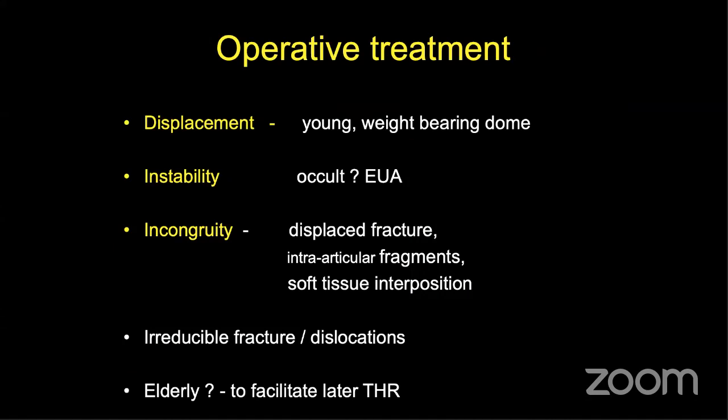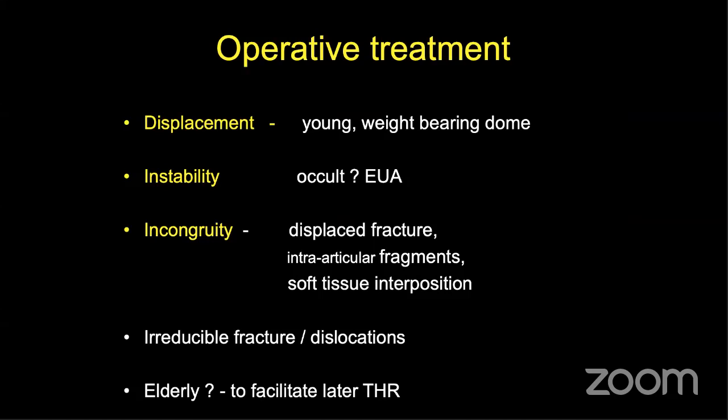Operative treatment: young patient, intra-articular fracture which is displaced, involves the weight-bearing dome. Instability. Obvious instability will be a hip that is dislocated, but sometimes you have occult instability, which might only be picked up in theater with an examination under anesthesia. And incongruity, where the fracture fragments have an obvious step. You can sometimes live with a gap, but you can't live with a step. A step usually causes arthritis quite early on.